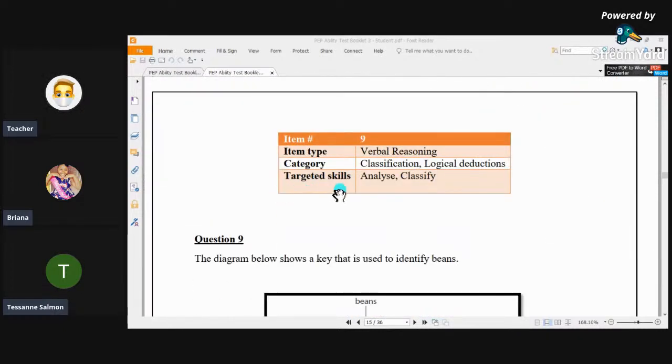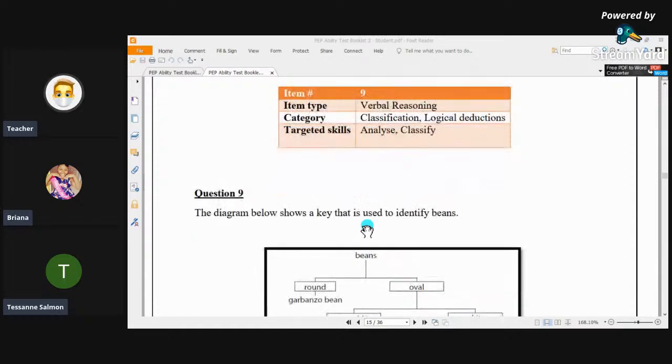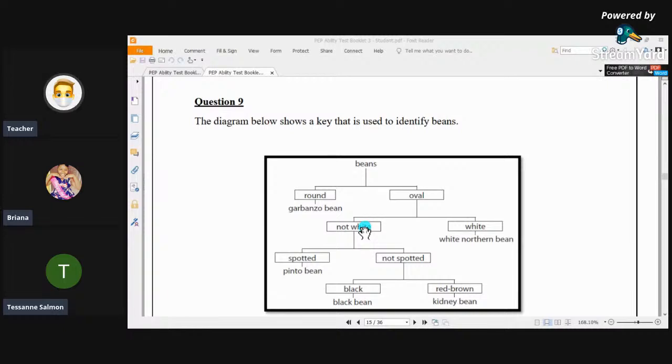Let's continue with 9. In 9, again, we're looking at classification and logical deduction. The targeted skills here: we want you to analyze and to classify. This is an interesting one. The diagram below shows a key that is used to identify beans. Beans can be divided into two groups. Some beans are round, and some beans are what?